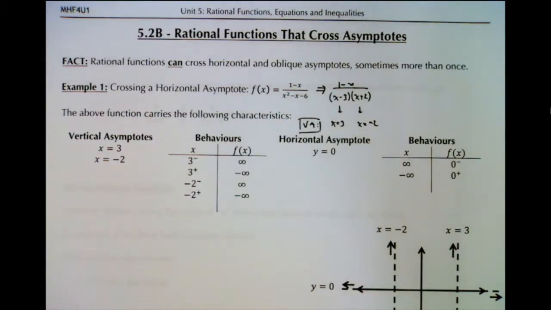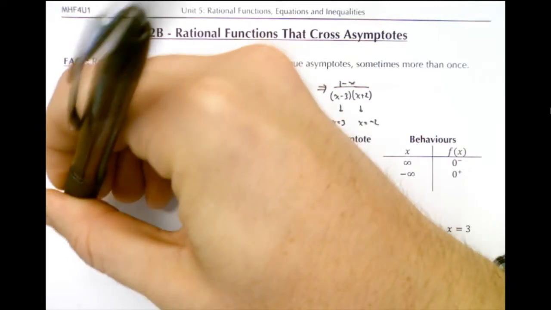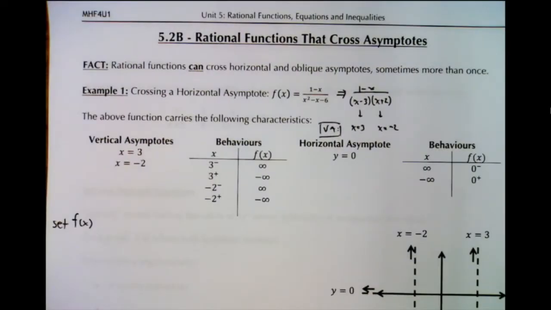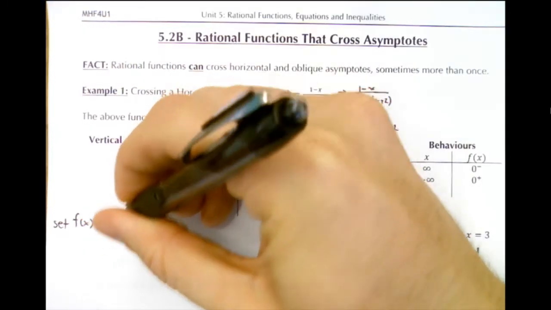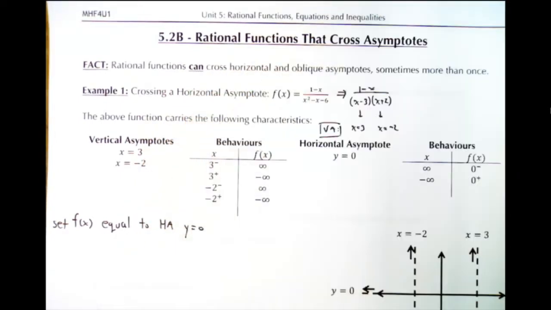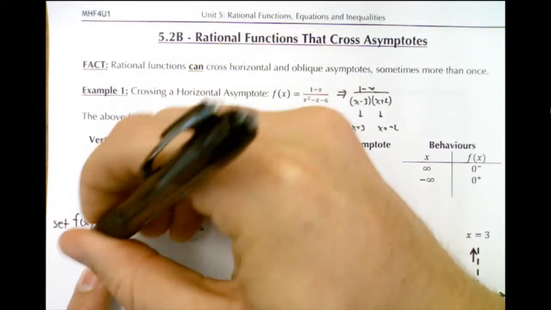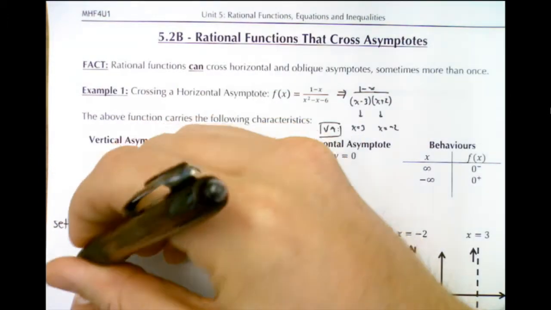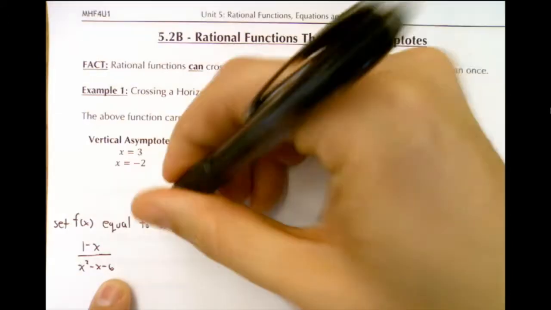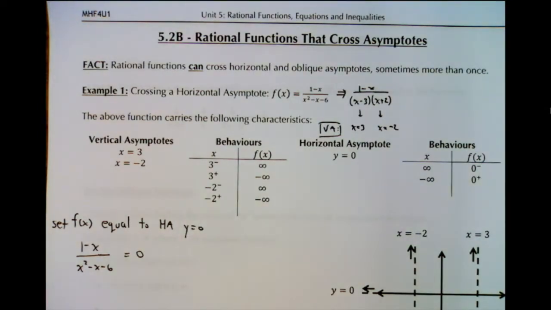The question is where. To find out where, you take your original function, f of x, and you set f of x equal to the horizontal asymptote, y equals 0. What's that mean? Well, we take our f of x, which is 1 minus x over x squared minus x minus 6, and we set it equal to the equation of the horizontal asymptote, which is 0. And we solve. Well, how do we solve?